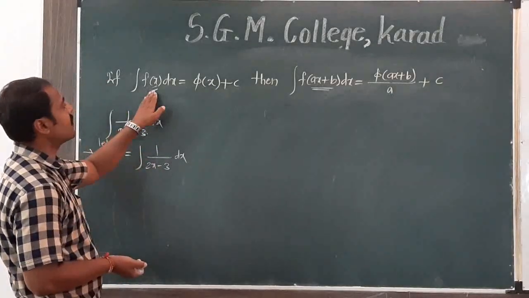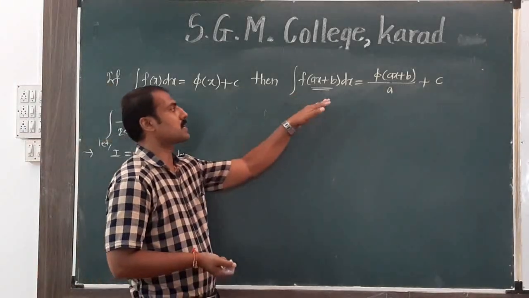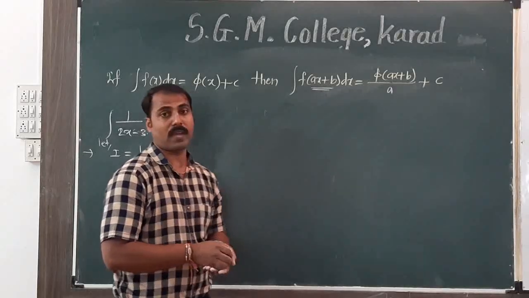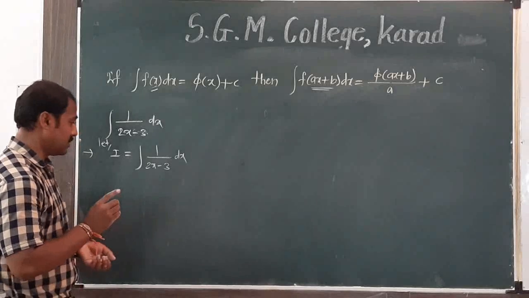Corollary says if integration of f of x dx is phi of x, then integration of f of ax plus b dx is equal to phi of ax plus b divided by a plus constant of integration c.